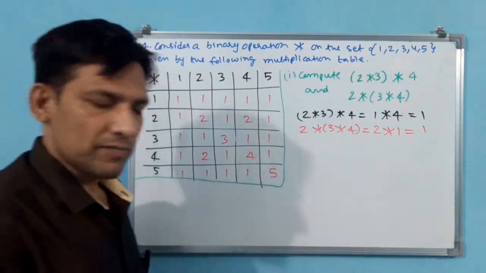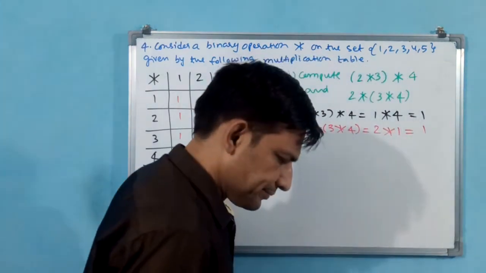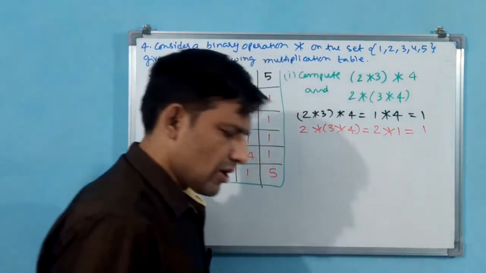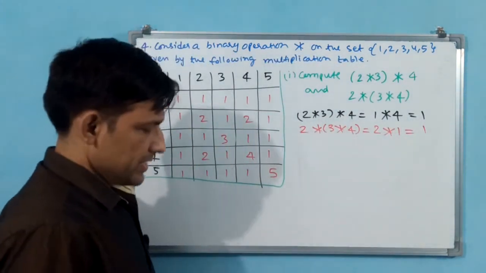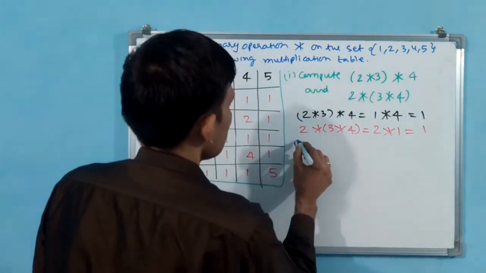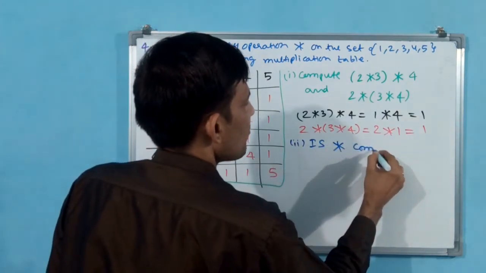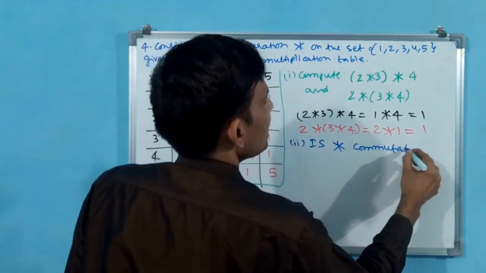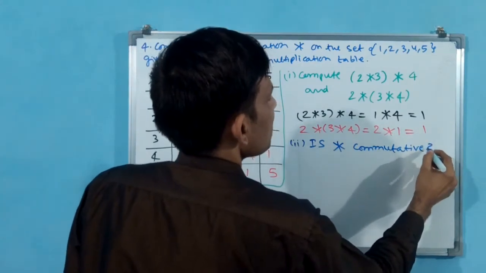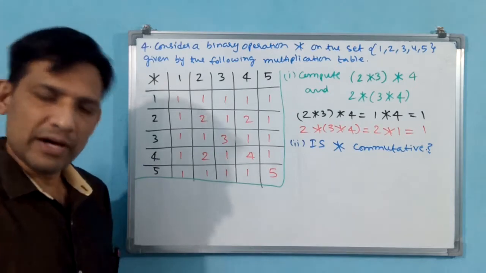Let us go to part 2 of this question. What have they written in part 2? Is star commutative? Let me write. Is star commutative? Second one. Is the binary operation commutative? Now they are asking whether this operation is commutative or not.